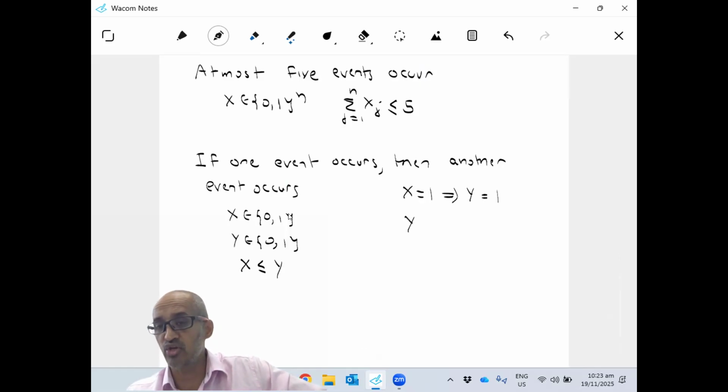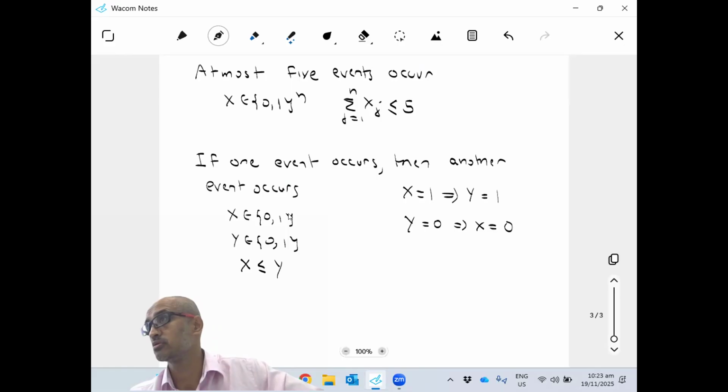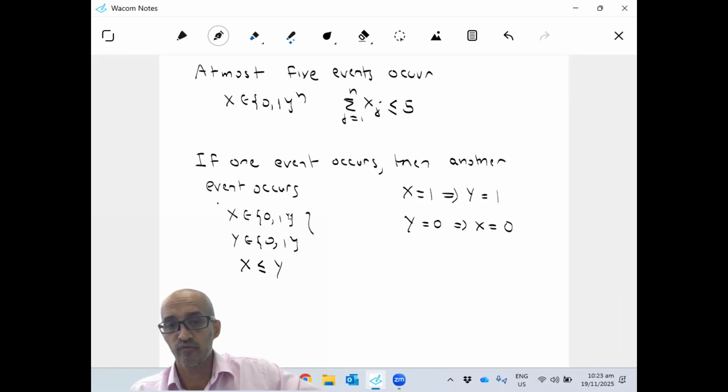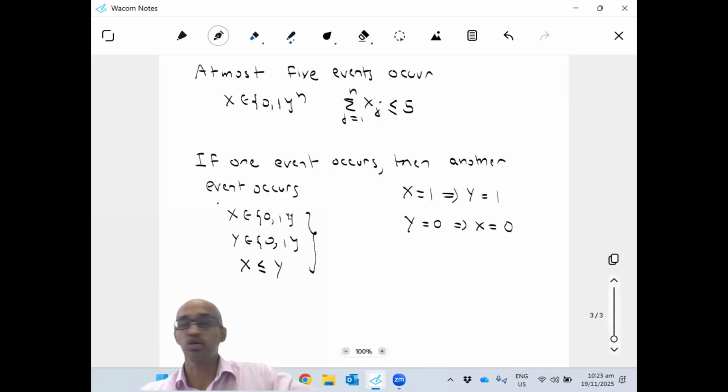The other way you can think about this is, if y is equal to 0, x has to be 0, the contrapositive. Okay. If y is 0, x has to be 0. This is what this captures. Okay. This is a linear constraint with two binary variables. So this set captures this particular condition.